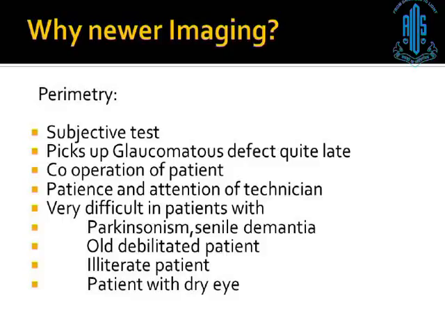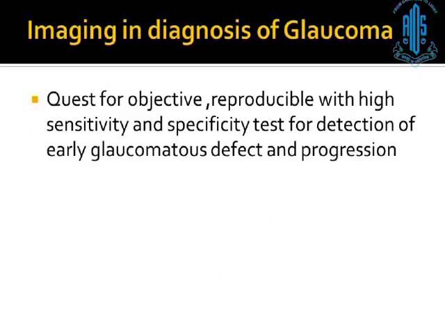So what is the answer? What is the solution? Obviously, we do not want a good subjective test. Rather, we are looking for an objective test where we are not dependent upon the response of the patients and obviously not upon the technician who is performing the perimetry. Rather, the patient just sits in front of the machine for a couple of minutes and the printout is out, the result is out, and you know whether the patient has structural damage or not.